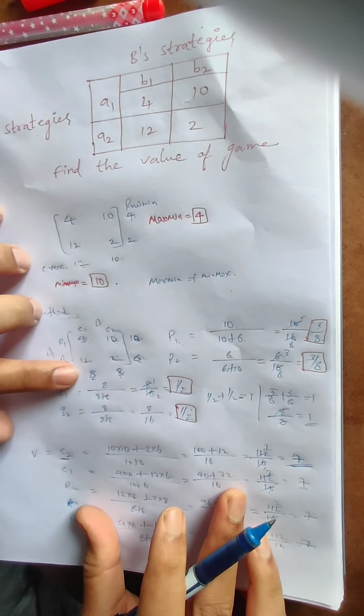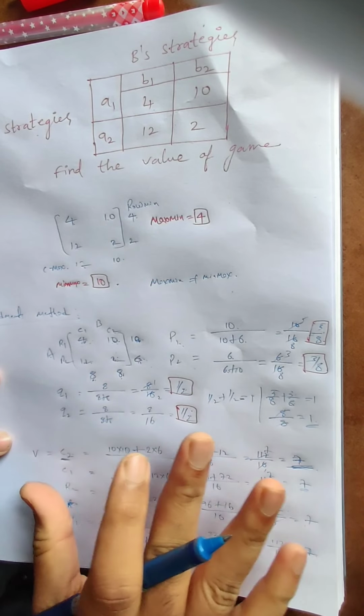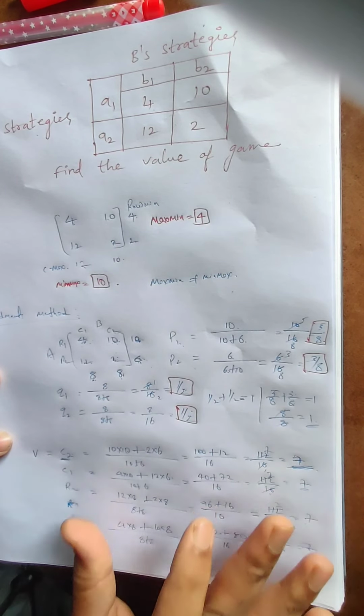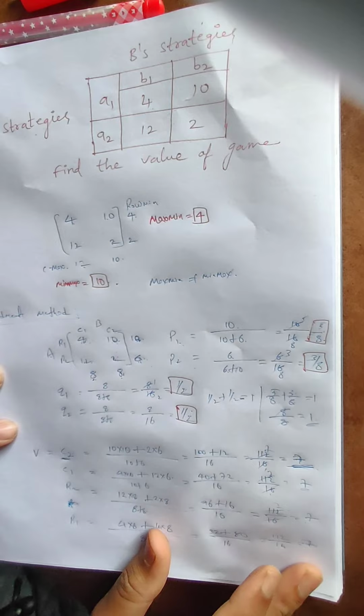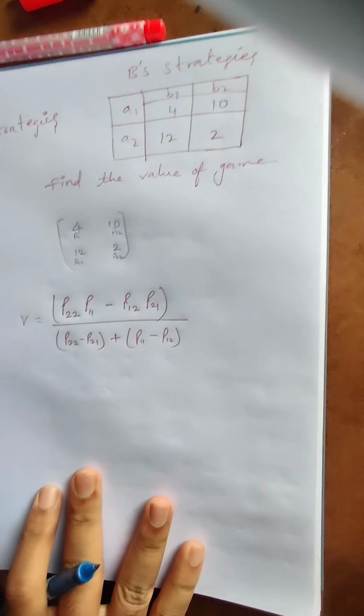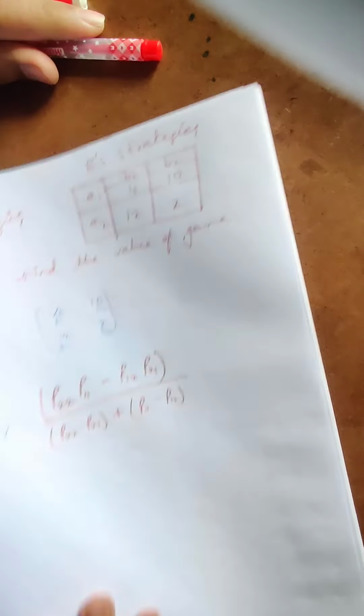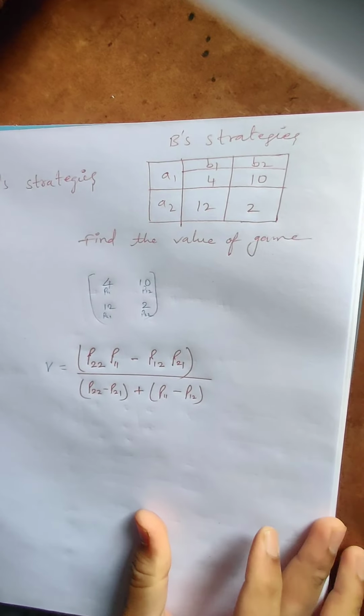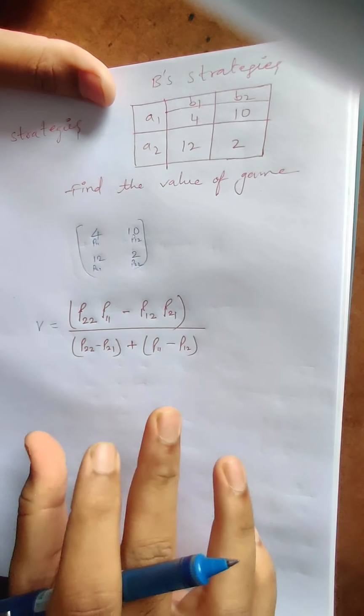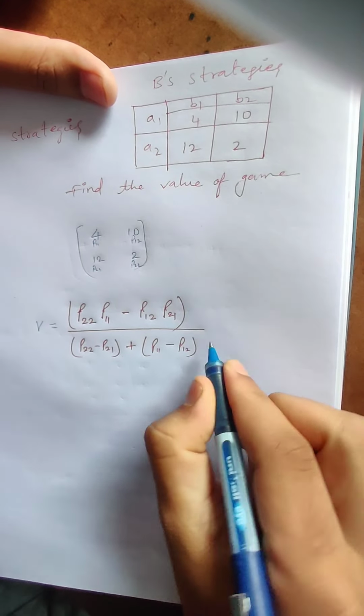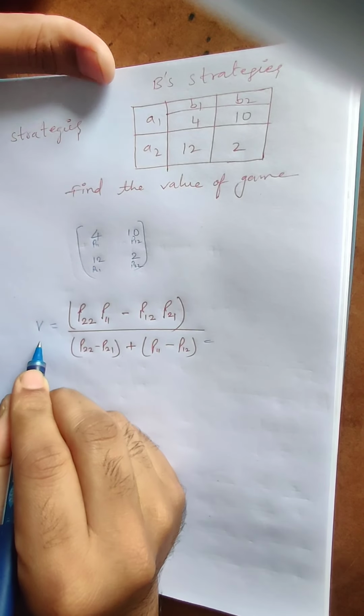So the value of the game is 7. This is one method without using any type of formulas, and we are obtaining the value of the game. Unlike that, if you want to go with the formula method, we can go with that too. After concluding that you don't find any type of saddle point in the respective values, you can go with this formula for getting the value of the game.